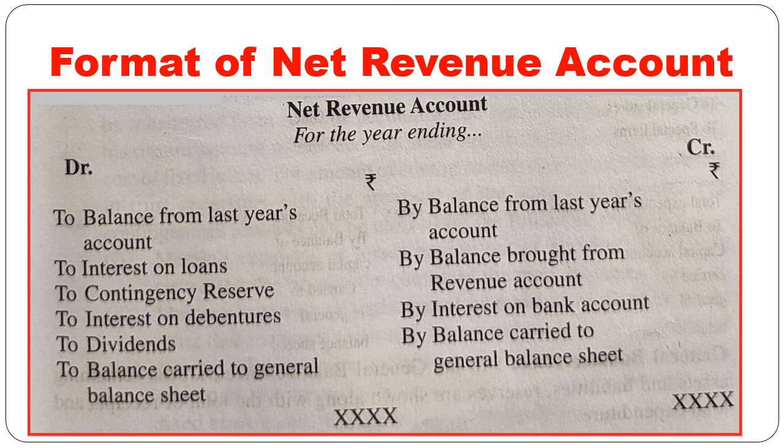On the credit side, balance brought from the net revenue account of last year, current year balance, current year profit, interest on bank account, that is deposits or any investments we have, then balance carried to general balance sheet. This is the format of net revenue account, right?